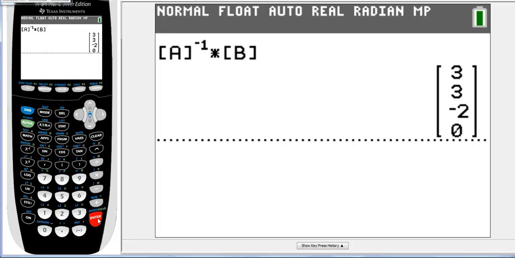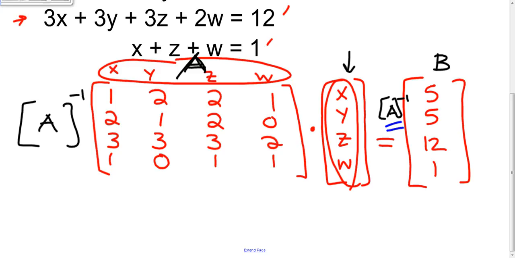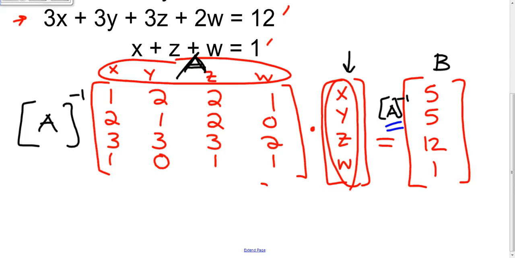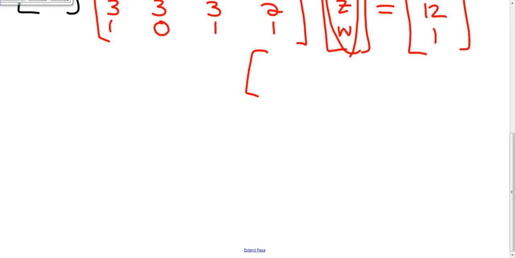Remember that our letters went X, Y, Z, and W. That's the way we organized our matrix. So when we go X, Y, Z, and W, that means this is X, this is Y, this is Z, this is W. So X is 3, Y is 3, Z is -2, W is 0. So I got 3, 3, -2, 0. And again, that was X, Y, Z, and W.